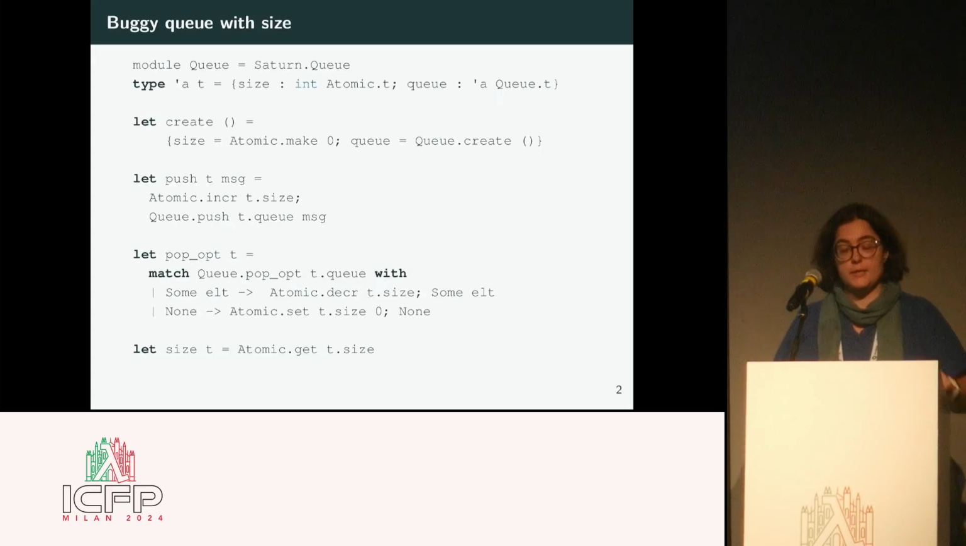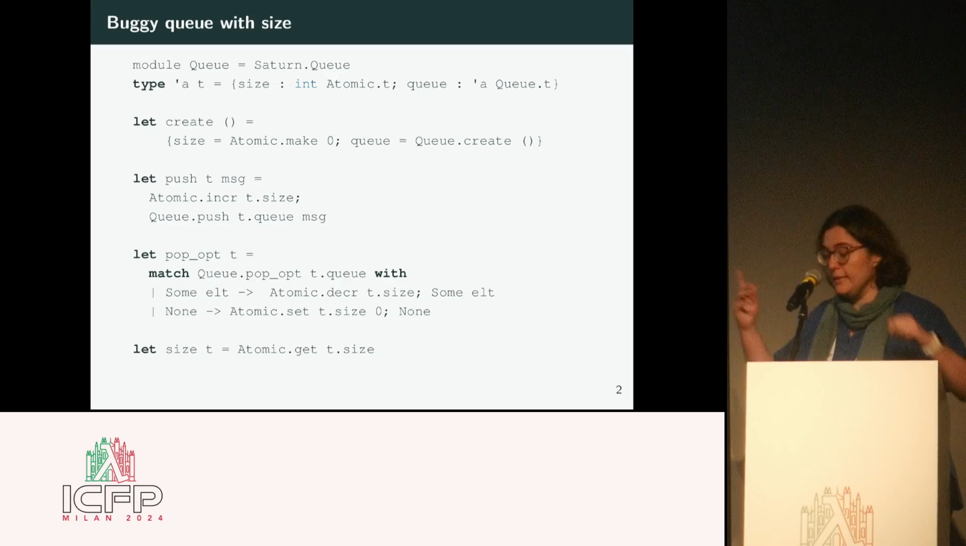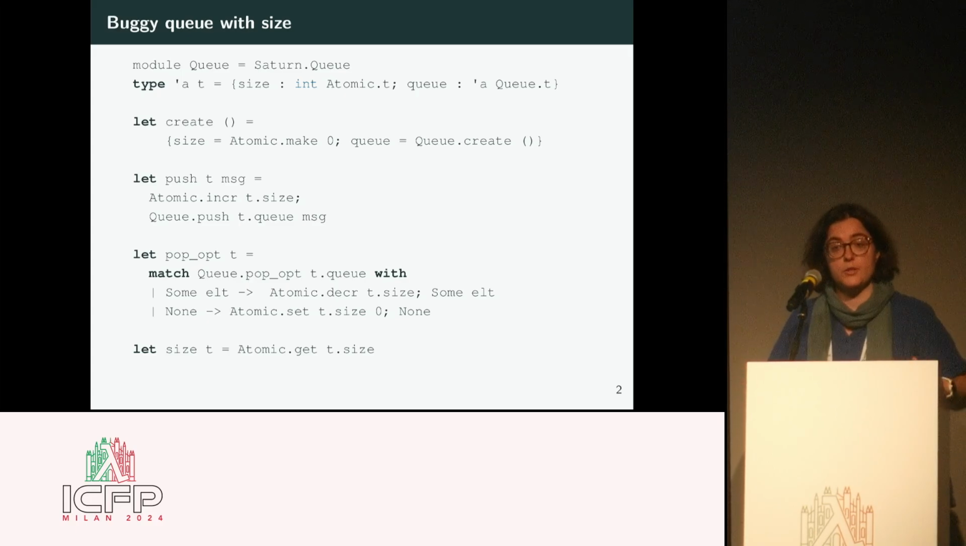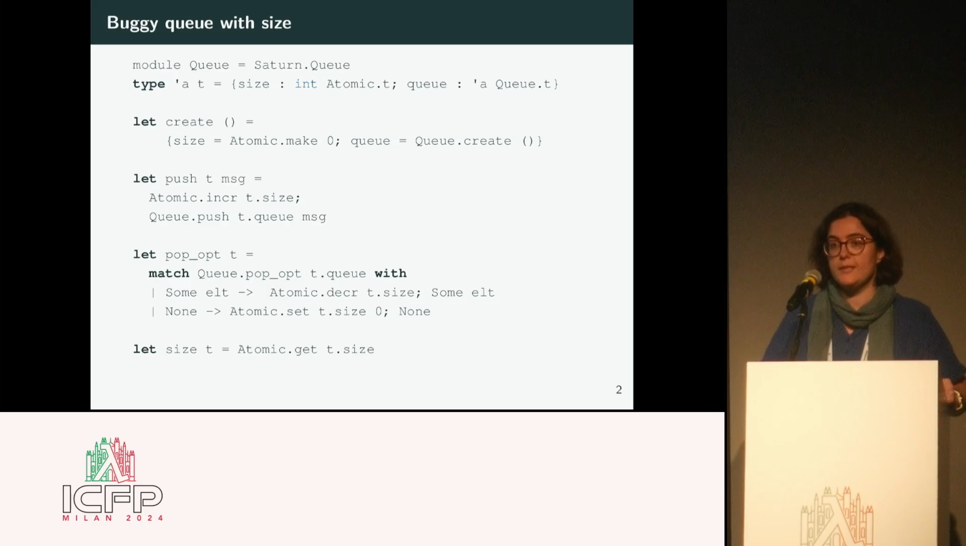No shame on the author here. The whole point is to show it's not easy to do, and I tried to anonymize it. The idea is that the author needed a queue with a size function, a function that gives you the number of elements in the queue. We don't have that in Saturn. The queue doesn't have a size function because it's actually pretty hard to do.